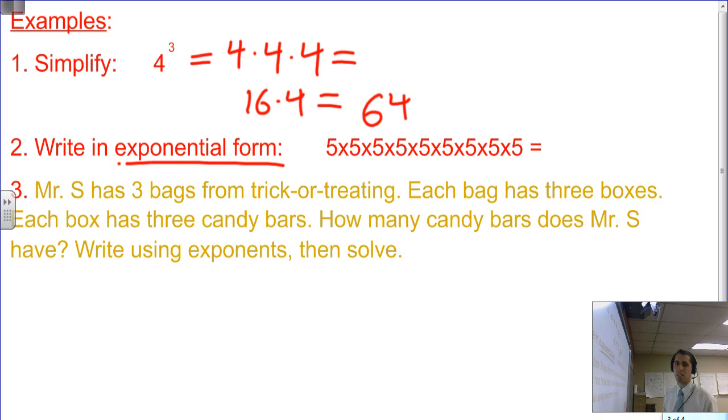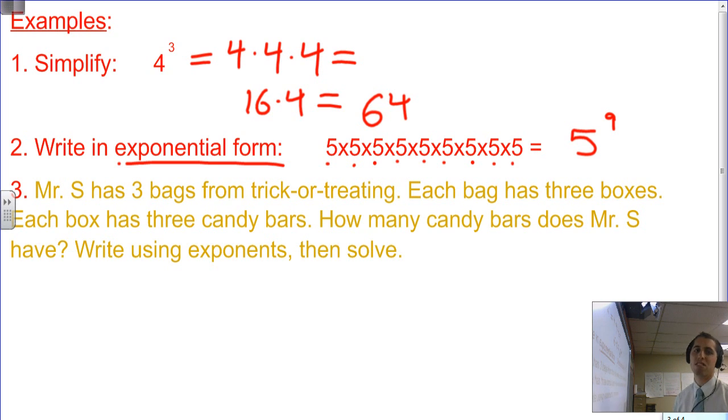Now, if you're looking at this, the first question should be, what is my base? What are we repeatedly multiplying? And that's a 5. And then the second question is, what's the exponent? How many times do we multiply 5 times itself? And we have 1, 2, 3, 4, 5, 6, 7, 8, 9 fives, so this would be 5 to the 9th power. Great.